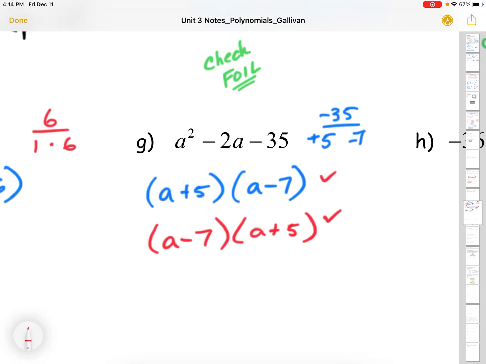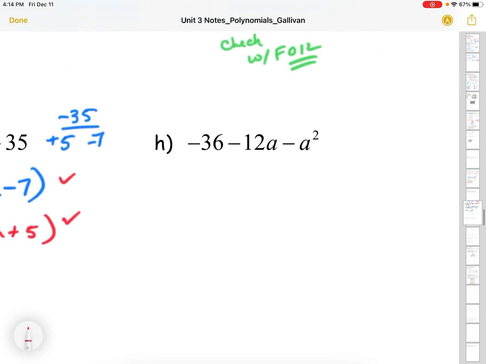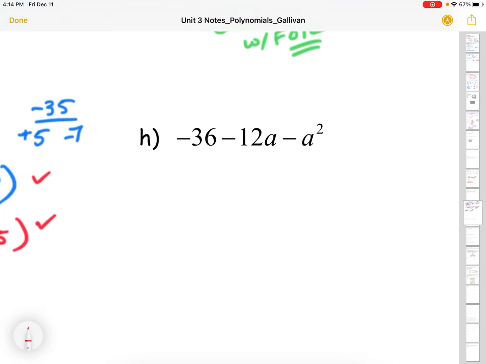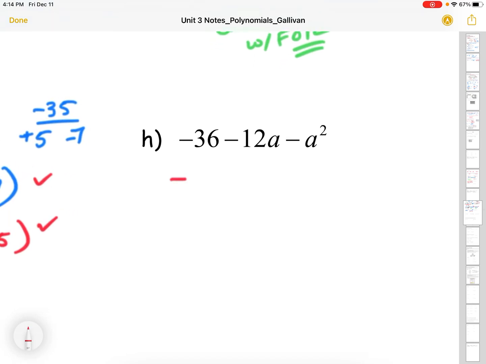The order is not important. They're factors, so when you're multiplying, it doesn't matter which one is first and which one is second. Okay. Alrighty. Now, we need to rearrange because we want to put it in standard form. So we're going to have negative a squared minus 12a minus 36.